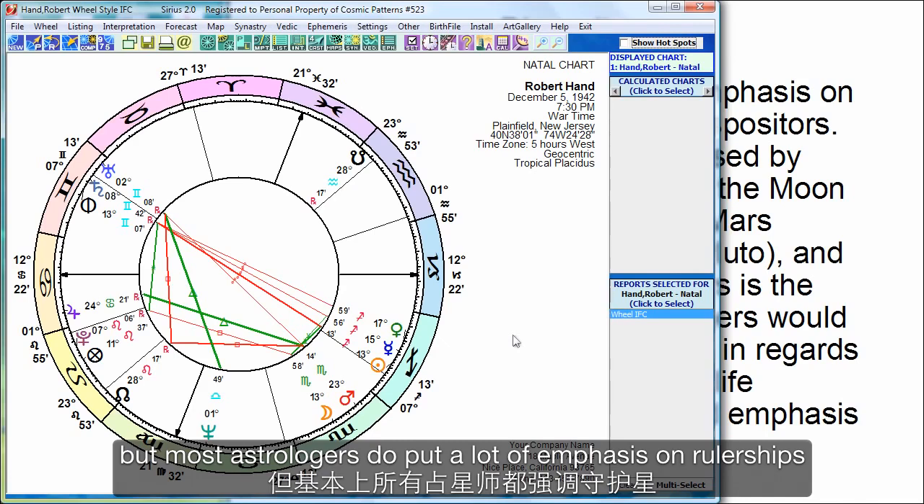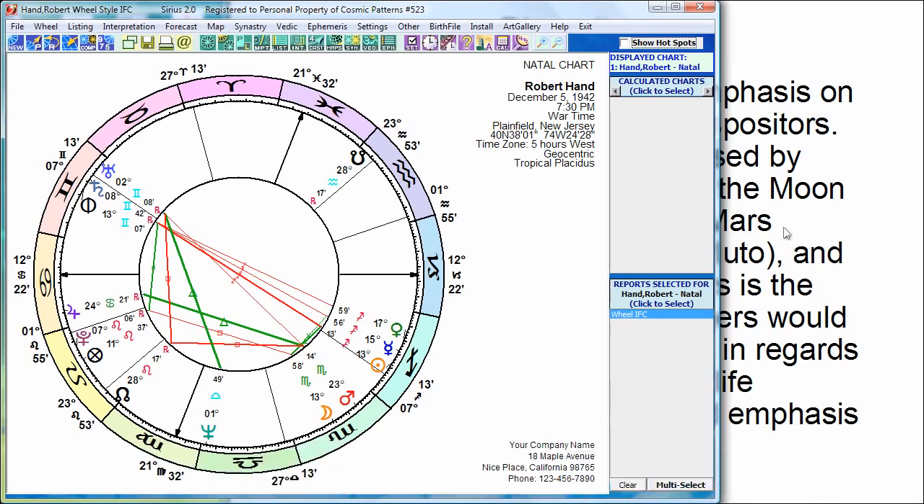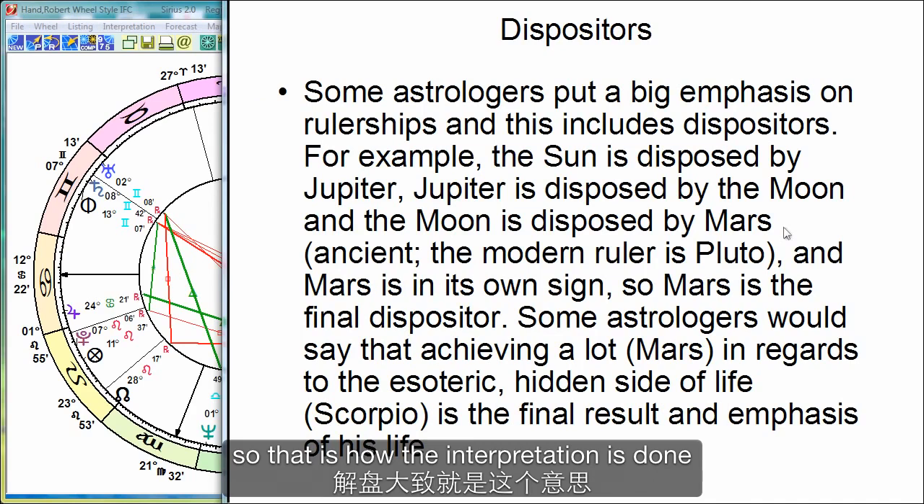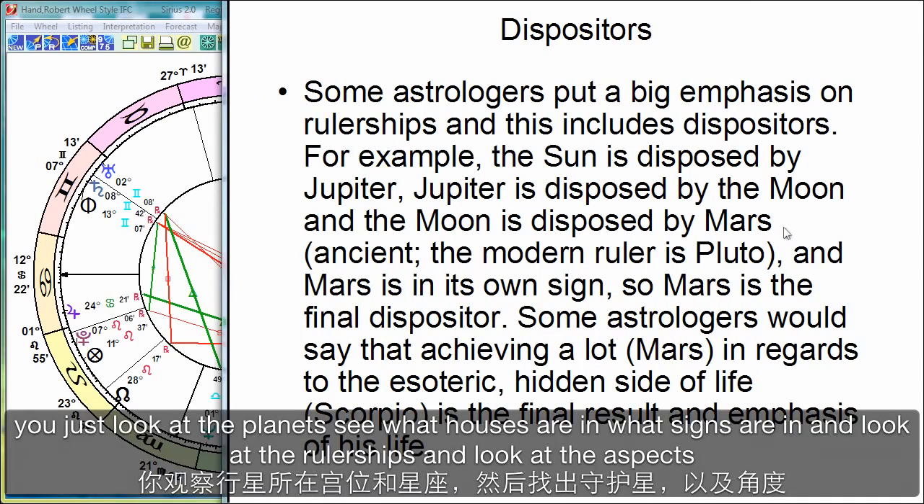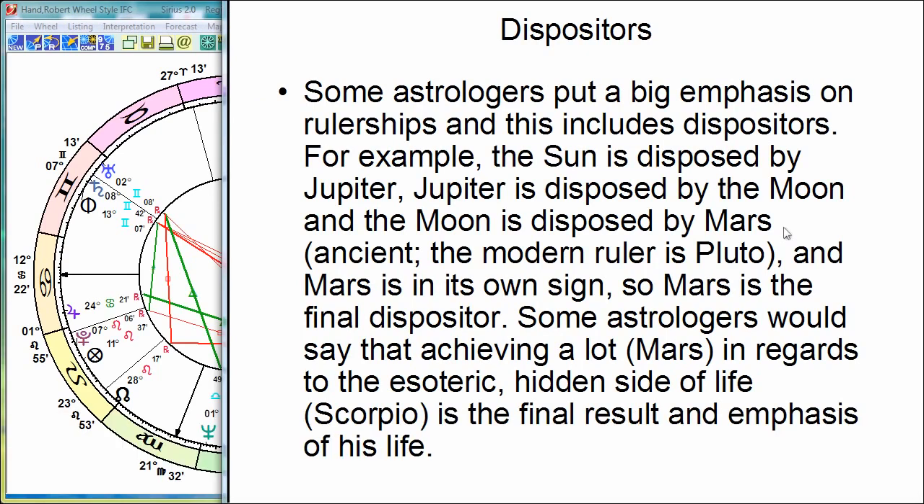but most astrologers do put a lot of emphasis on rulerships. So that's how the interpretation is done. You just look at the planets, see what houses they're in, what signs they're in, and look at the rulerships and look at the aspects.